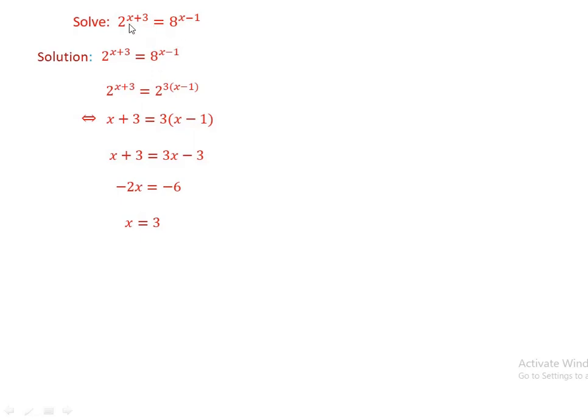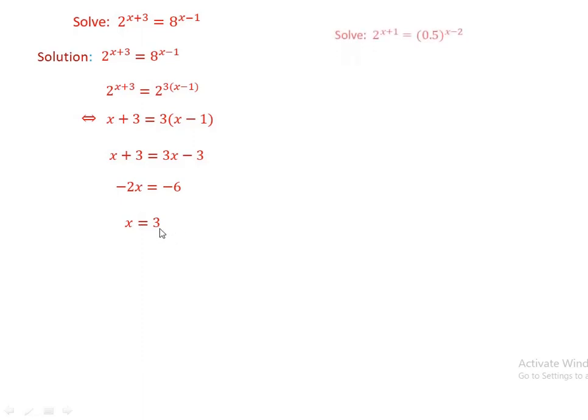You may check these expressions by substituting x by 3. For instance, 2 to the power of 3 plus 3 is 2 to the power of 6, which is 64. Again, if we substitute x equal to 3 here, then 8 to the power of 3 minus 1, which is 8 to the power of 2, is 64. Then 64 is equal to 64, therefore the solution x is equal to 3 is correct.